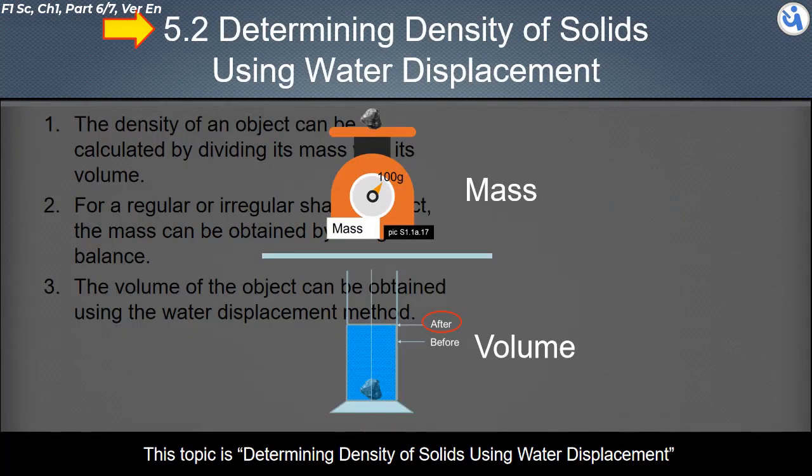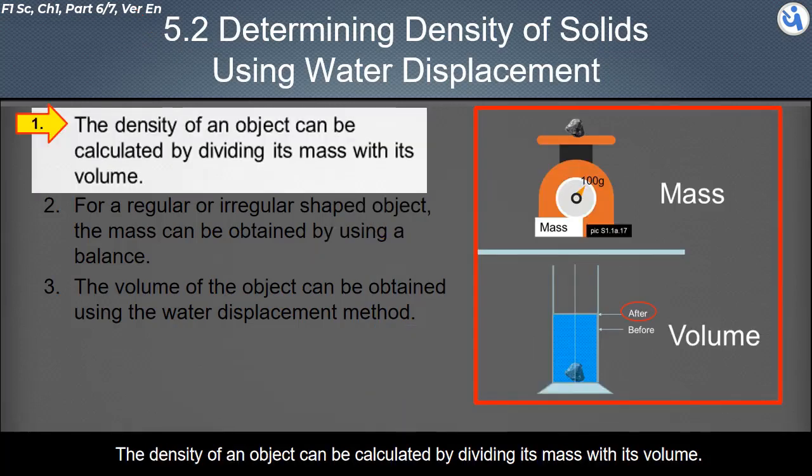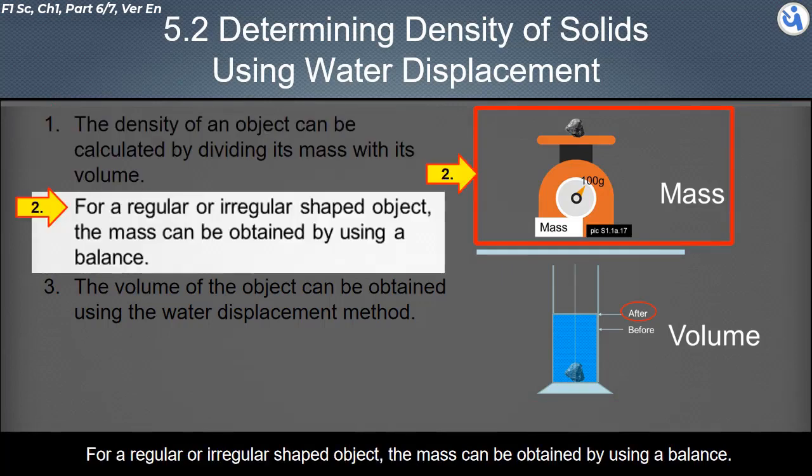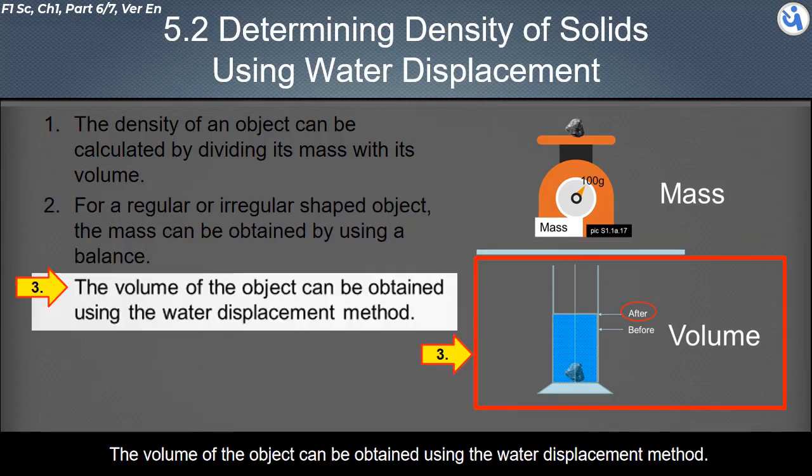This topic is determining density of solids using water displacement. The density of an object can be calculated by dividing its mass by its volume. For a regular or irregular shaped object, the mass can be obtained by using a balance. The volume of the object can be obtained using the water displacement method.